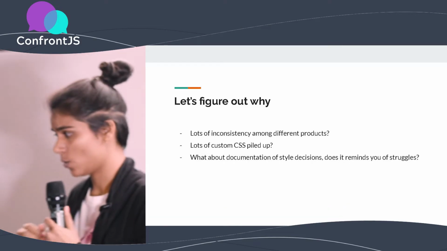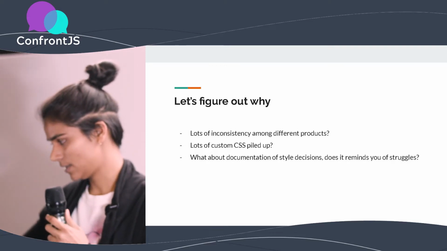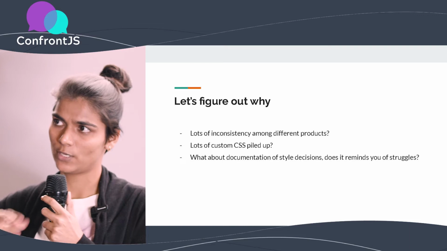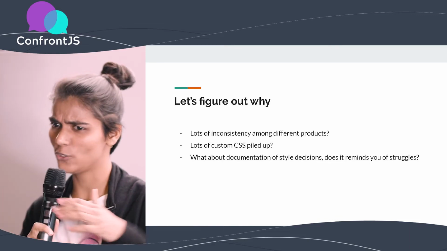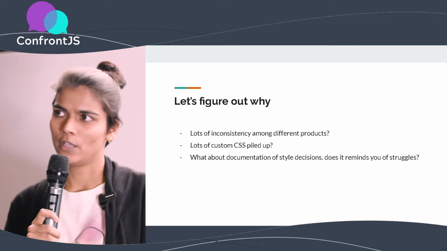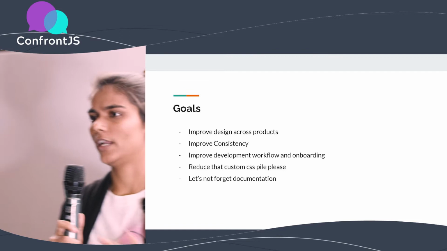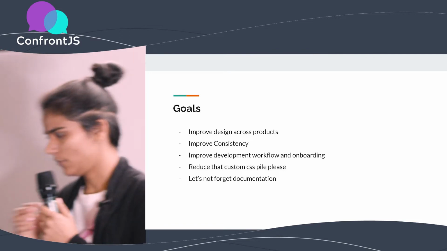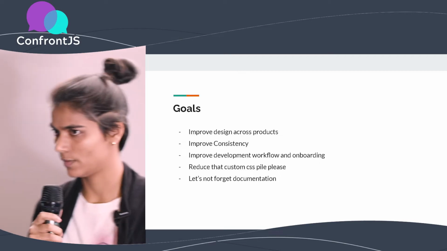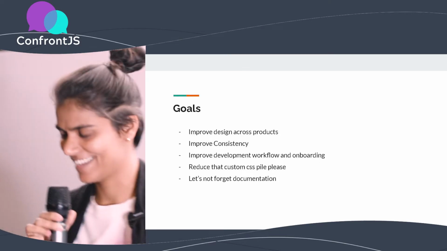Now that we know the whys of the design system, let's look at, once you know why you need something, then you look for what should be the goal. If I'm going to have a design system in my team, what should be the goal? So let's look at the goal. If you decide that you want to have a design system in your team, you can read the goals, but I'm going to talk about that in detail.